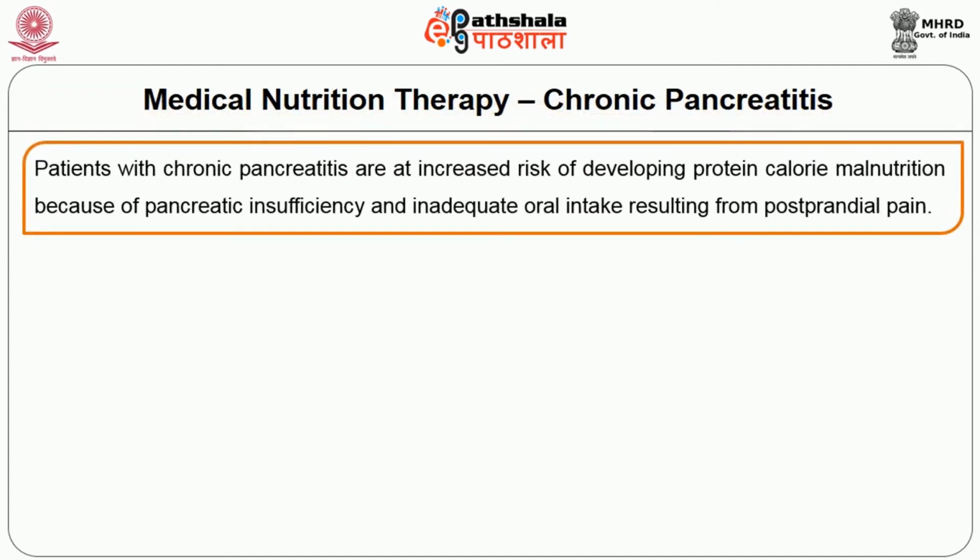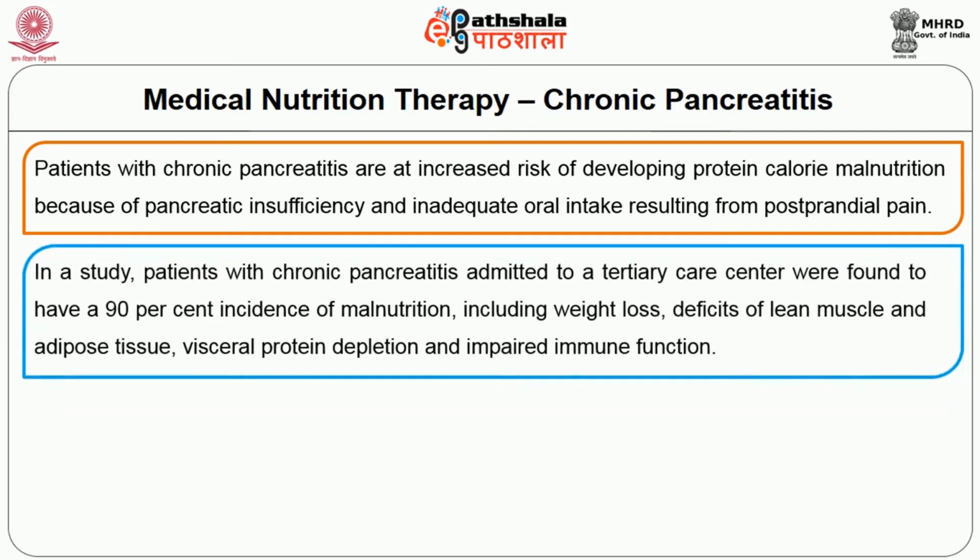Patients with chronic pancreatitis are at increased risk of developing protein calorie malnutrition because of pancreatic insufficiency and inadequate oral intake resulting from postprandial pain. In a study, patients with chronic pancreatitis admitted to a tertiary care center were found to have a 90% incidence of malnutrition, including weight loss, deficits of lean muscle and adipose tissue, visceral protein depletion, and impaired immune function.